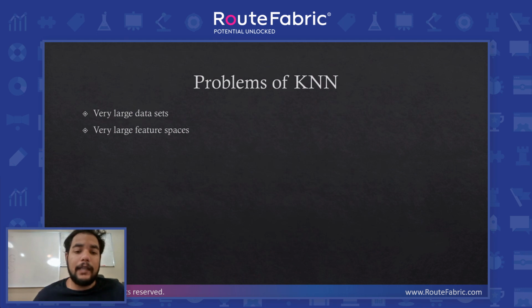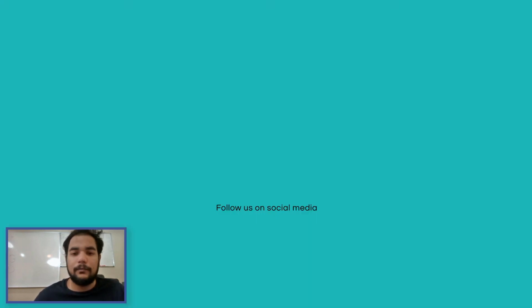The problem with k-nearest neighbor is that very large datasets usually make it hard for k-nearest neighbors to work because it needs to memorize all the data. And if it has large feature spaces, it cannot process it because it takes too much space to memorize and too much power to process.